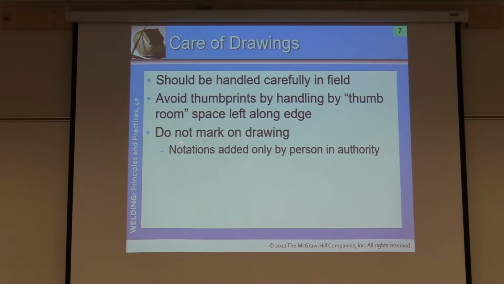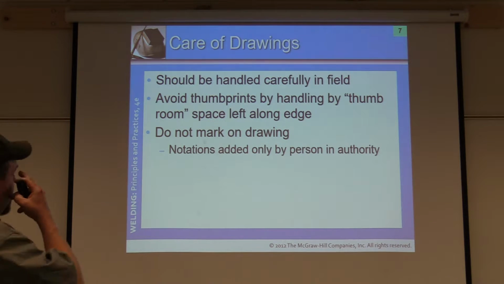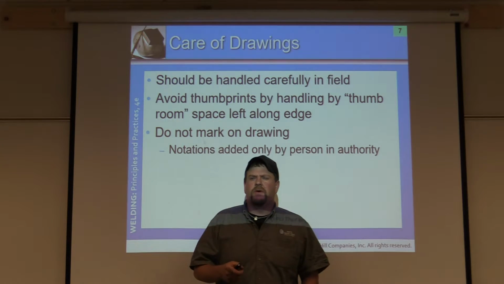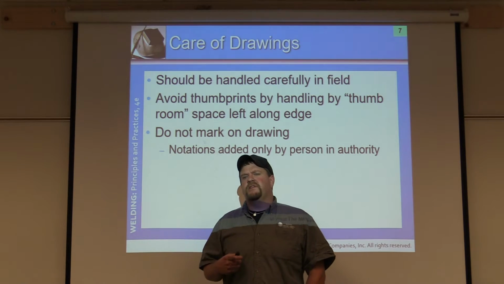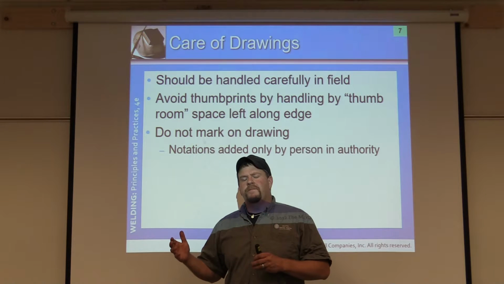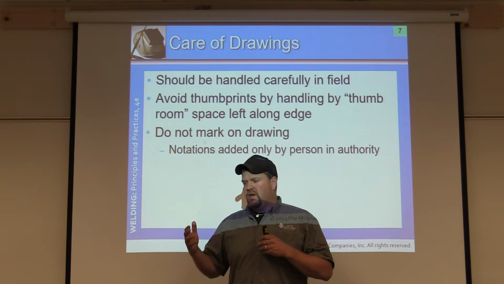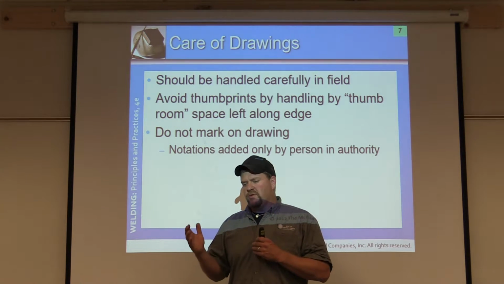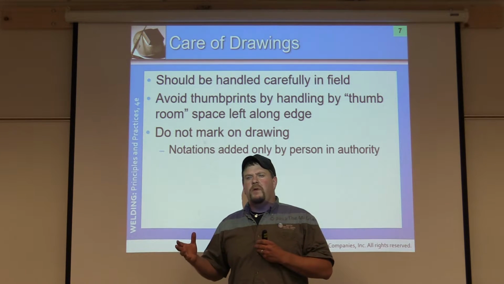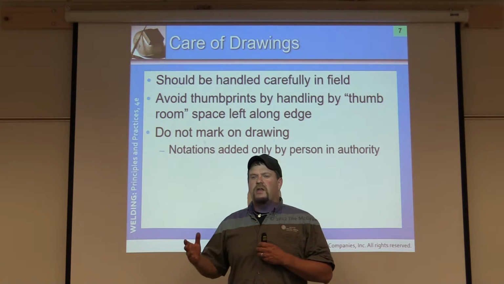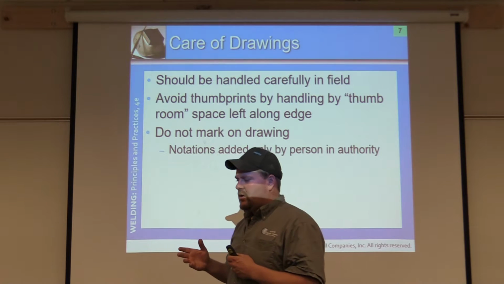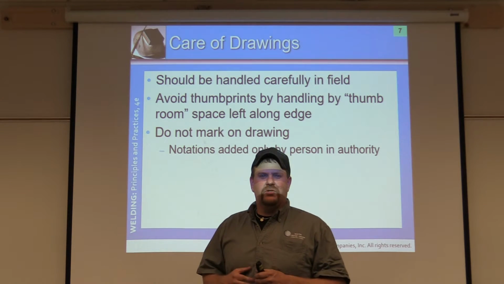Okay. Do not mark on the drawing. The notations added only by the person in authority. Occasionally you may have an engineer that's done an as-built to it. So an as-built means that quite possibly they changed the design for some reason or the other. Say originally the entire blueprint was good, but they found a flaw within the design of one portion, or the company may have suggested that they wanted like a secondary valve or a secondary check valve in there to make sure for emergency precautions, so to say.